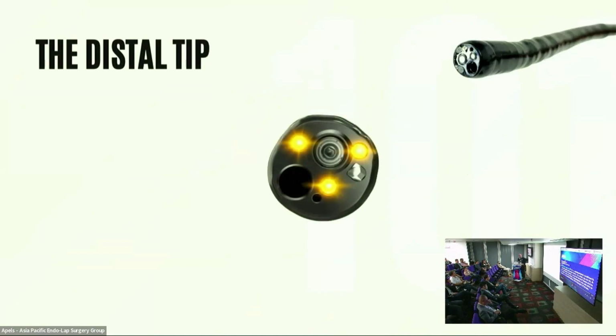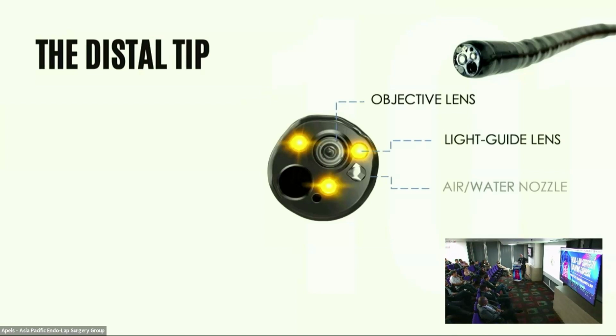And the distal tip is composed of these small circles. The objective lens, that is where the image is processed and then relayed to your monitor or your central processing unit, and then it is displayed in your monitor as images. There are two light-guided lenses, an air-water nozzle, meaning air will come out here once you press on the air button, and if you press deeply, water will come out to wash off the lens.